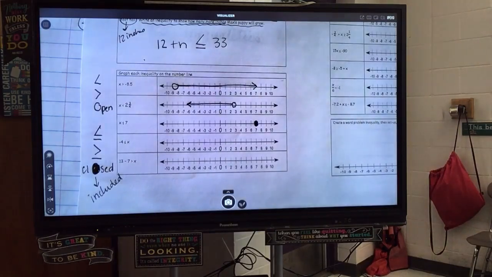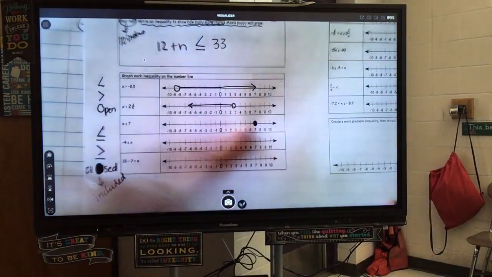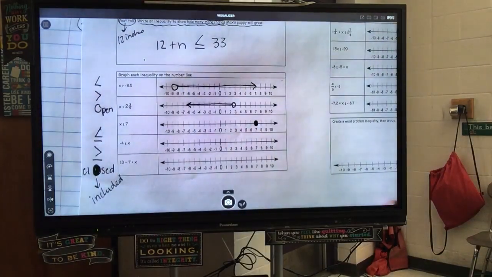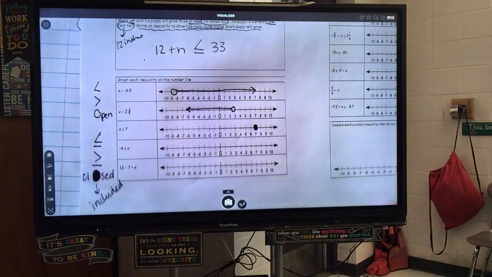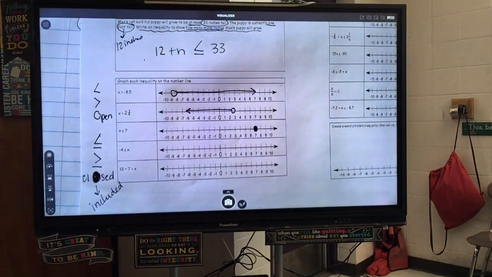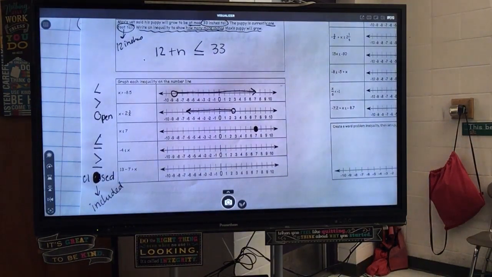He was kind of unsure. So if you're saying that it's going to go to the left or to the right, pick any number in that direction and plug it into the inequality and see if it makes the statement true. If it makes a true statement, then you know you're right. If it doesn't, you're like, nope. Because we wouldn't say that 8 is less than or equal to 7. We would say that anything 7 and below is less than or equal to it.